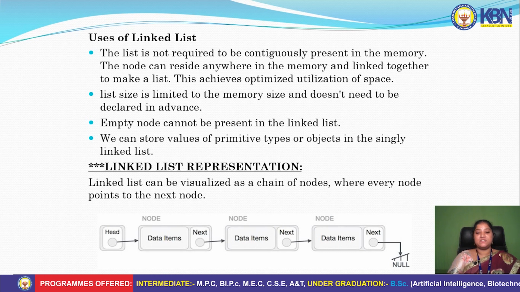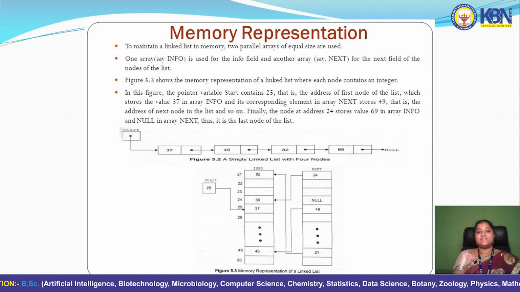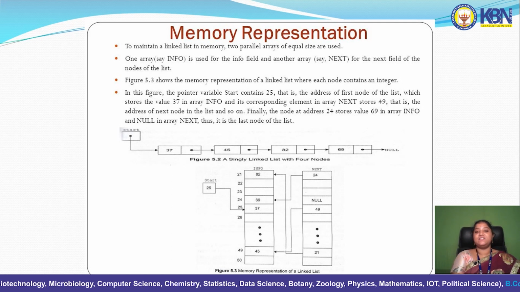In this linked list representation, we have the head section, data items, next section, data items, nodes, and the last one is null. The data and next section together are also called one node. Let's see the memory representation of a linked list. To maintain the linked list, there are two parallel arrays of equal sizes. One array, info, is used for the node elements and the other for the next pointers. This figure shows a single linked list with 4 nodes, a start node and an end node, null.